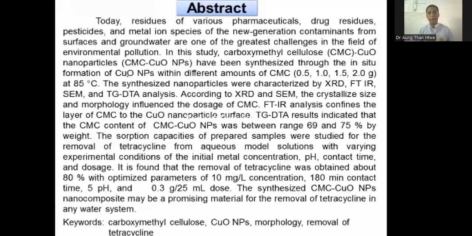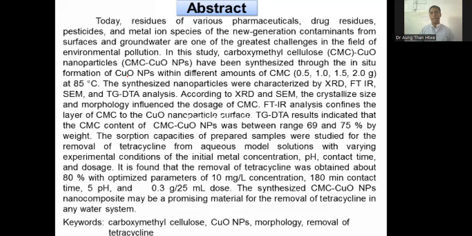Today, pharmaceutical residues, pesticides and metal-ion species of new generation contaminating surface and groundwater are one of the greatest challenges in the field of environmental pollution. In this study, carboxymethyl cellulose CMC-CO nanoparticle has been synthesized through in situ formation of CO nanoparticle within the framework of CMC at 85 degrees Celsius. The synthesized nanoparticle were characterized by XRD, FTIR, SEM, and DGTA analysis.